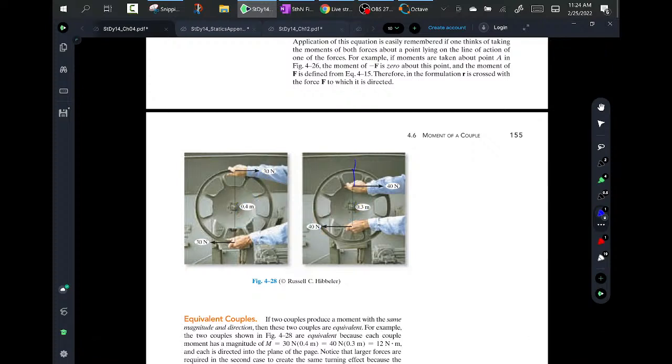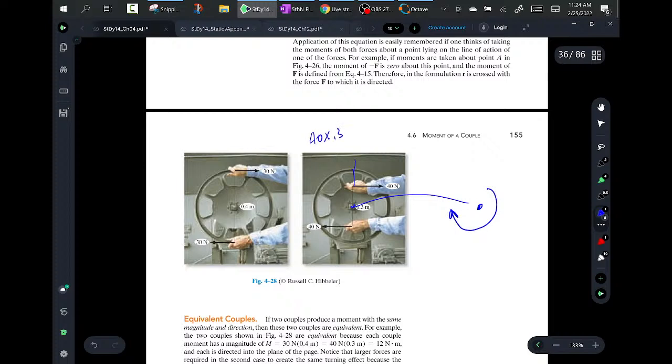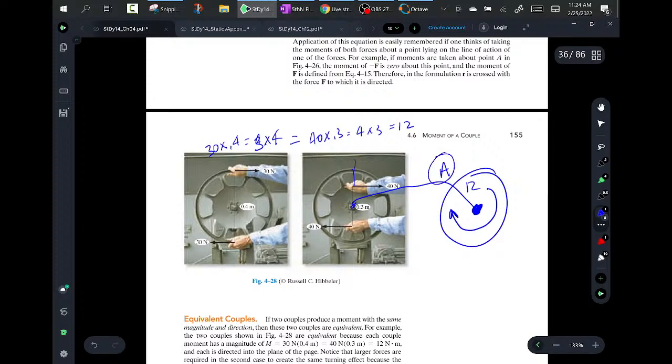Or can you just take this little drawing, put the point right there, and then just say, oh, I got 40 times 0.3, or same thing as 4 times 3, or 12, or I've got 30 times 0.4, which is 3 times 4, which is that. So it's 12. Or do you just want to say this? Is this good enough? I've got a twist or a moment about this point. He didn't label it, but I'll label it A. So I got 12 that way.